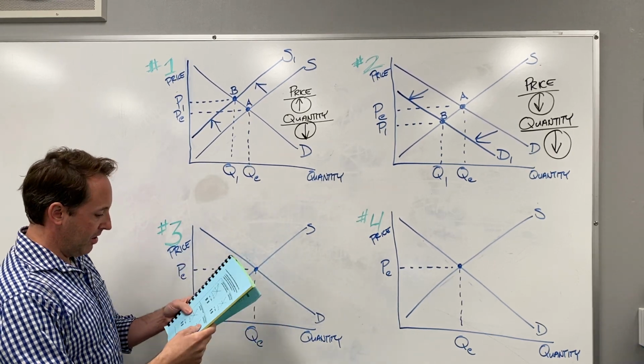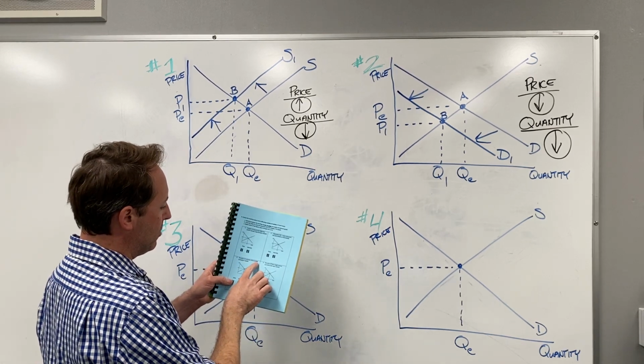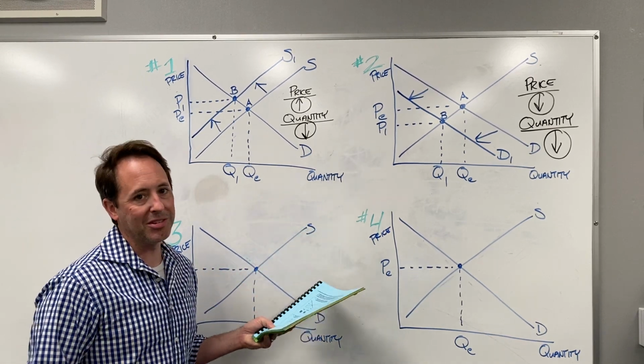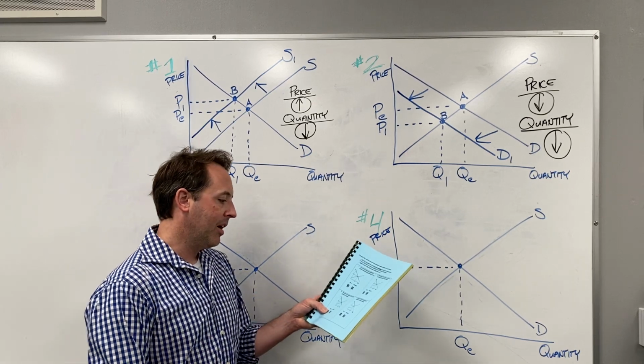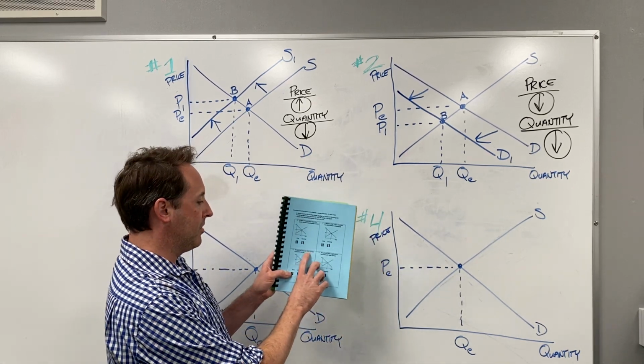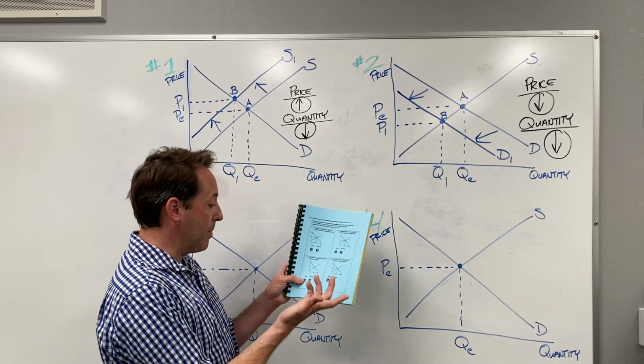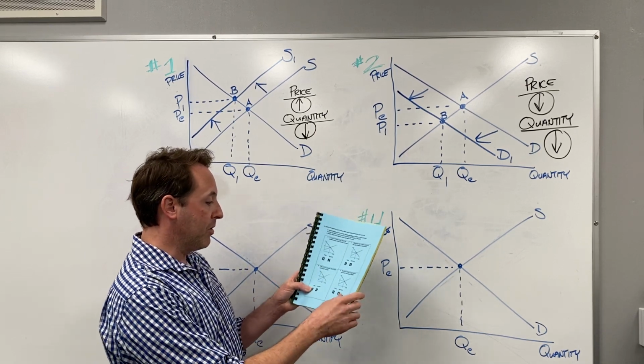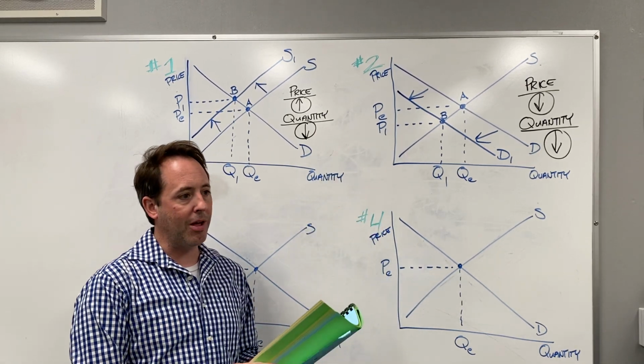Number 3 says, the price of computer CPUs tumbles. So central processing units of a computer. It's a part of the computer you need, right? In other words, these CPUs, these central processing units, are now becoming cheaper. What does that do to the computer market? Is this a demand or supply shifter?